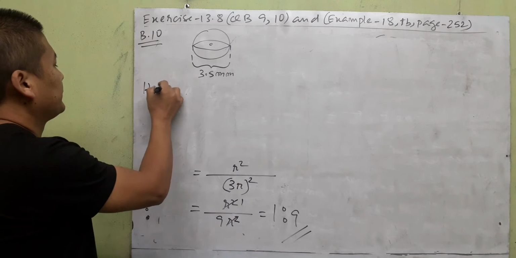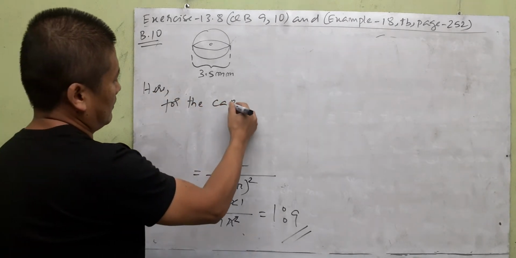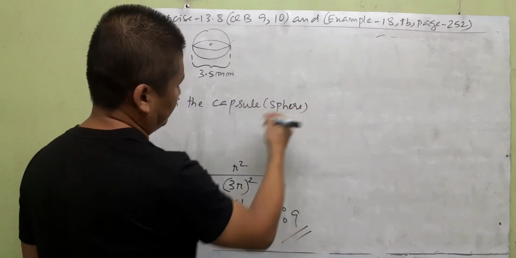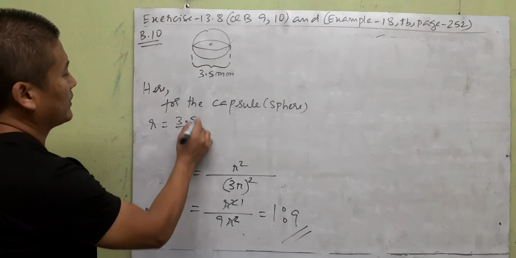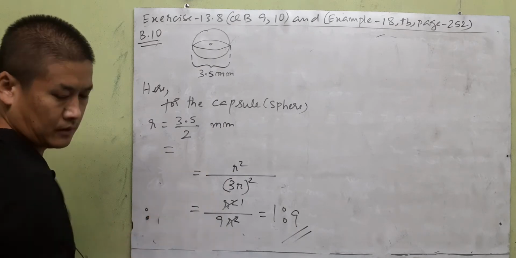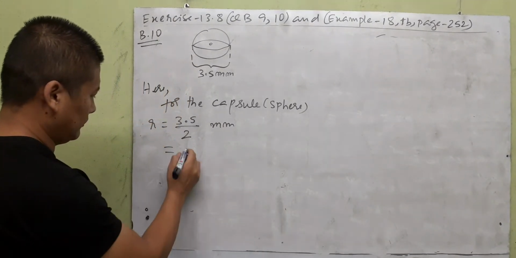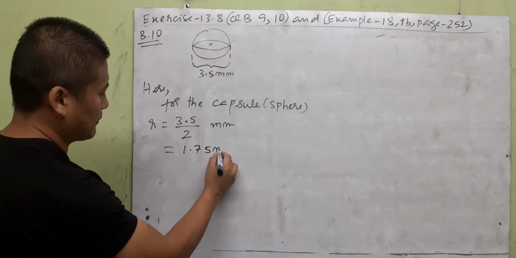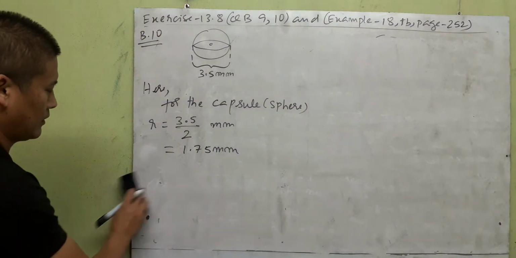So here, for the capsule, which is in the shape of a sphere, very clearly mentioned, r, let us say, is equal to diameter divided by 2. You know the formula for radius is like that, so millimeter. Let's do this slowly. Here, 2 1s are 2, 1 in hand, 2 7s are 14, 1 in hand, 2 5s are 10. So this will come out as 1.75 millimeter.